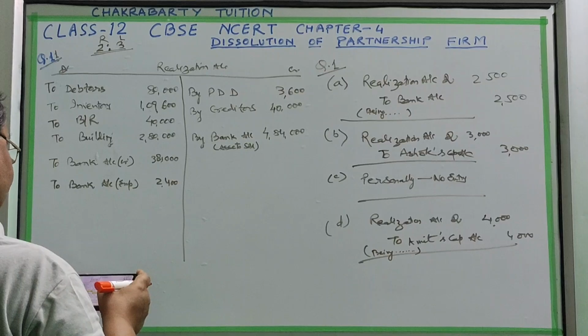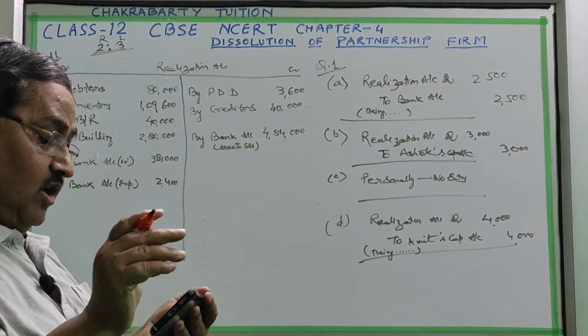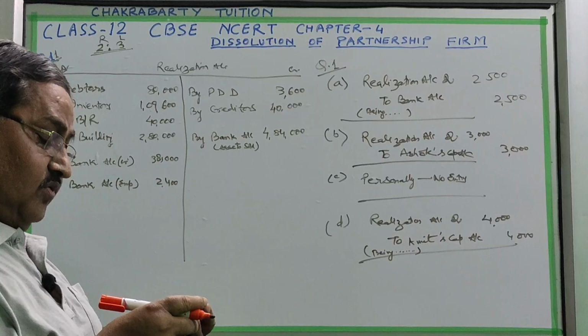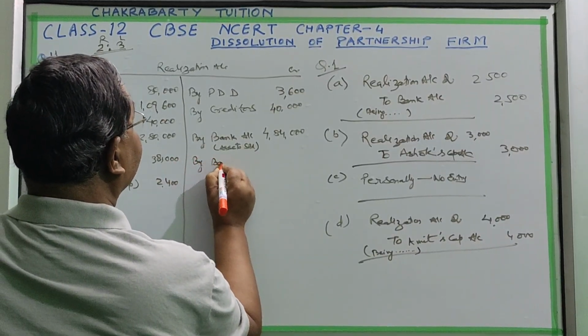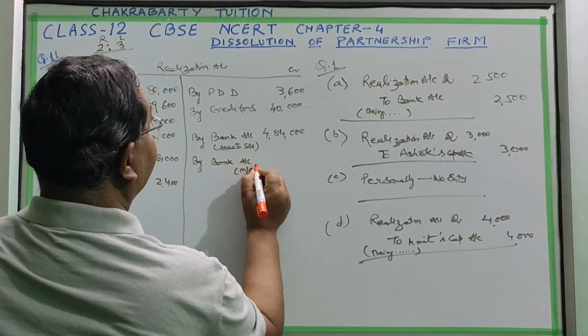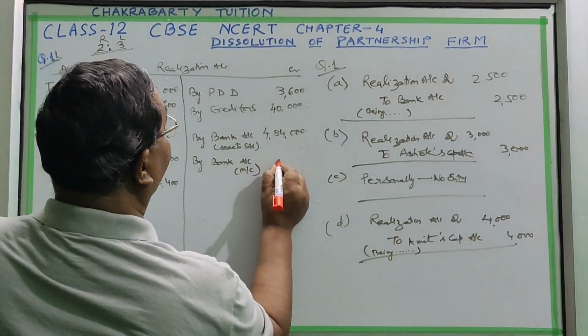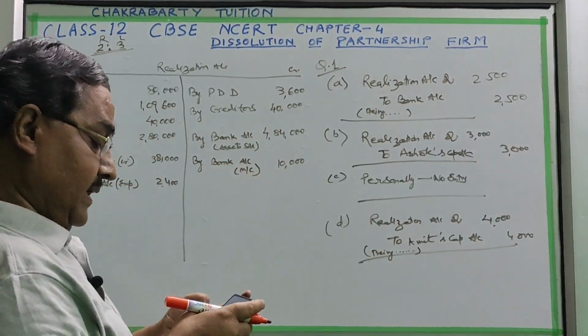There was a motorcycle in the firm and it was not recorded in the firm's books. It was sold for 10,000. So again one entry will come by bank account motorcycle, and how much? 10,000 you got. So it will go to your bank account, cash.